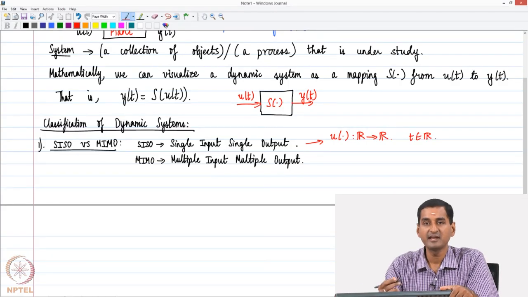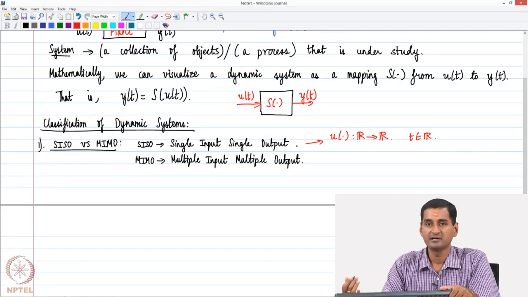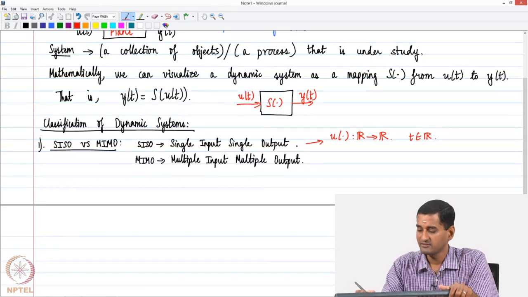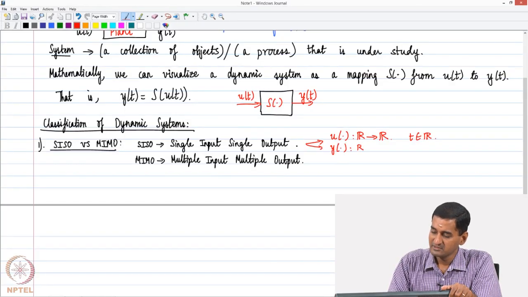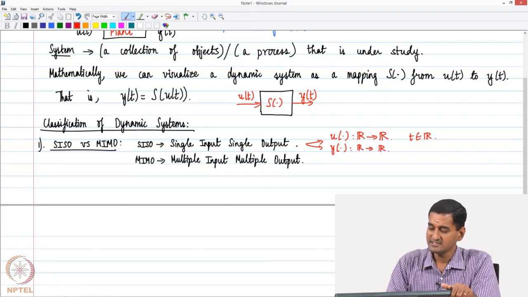So, essentially we take time, and the input is a function of time. In the case of a single input single output system, the input u is a scalar valued function of time. So, u would be a scalar valued function of time, and that is why we are writing it in this form. Similarly, the output y is also a scalar valued function of time. So, that is essentially a single input single output system.